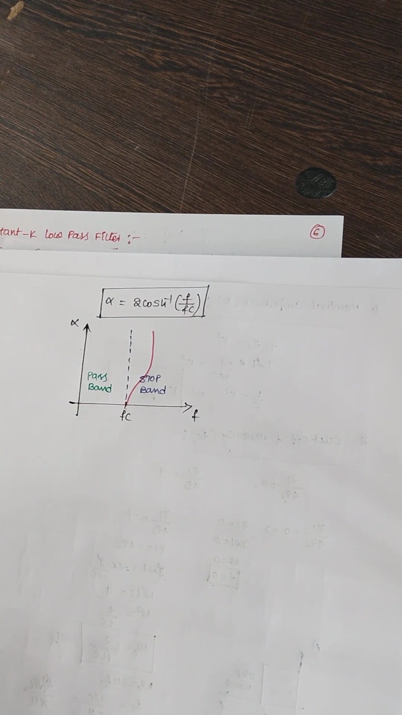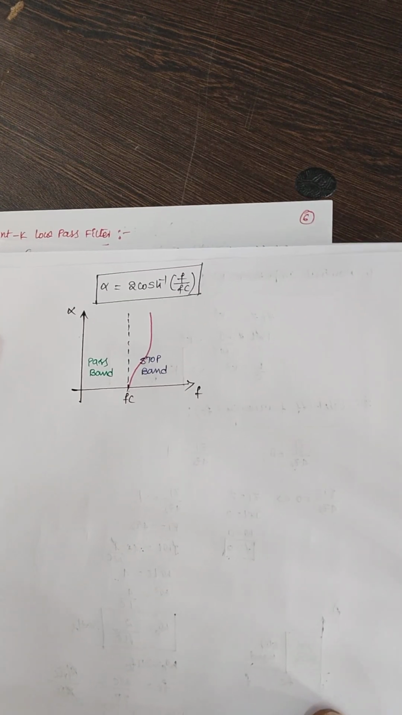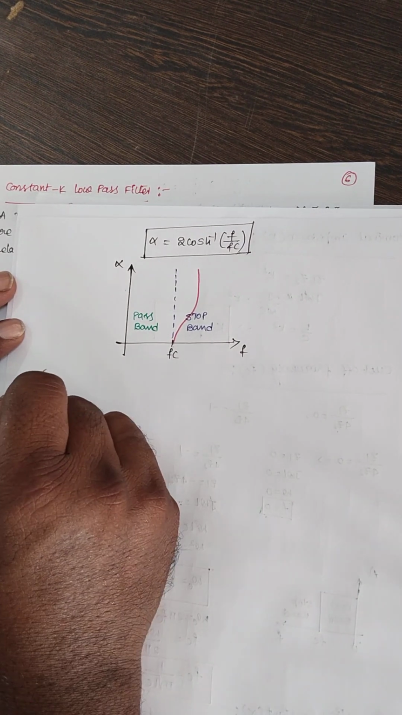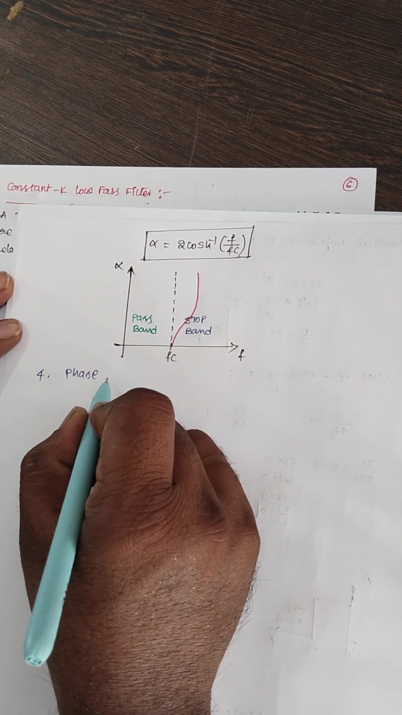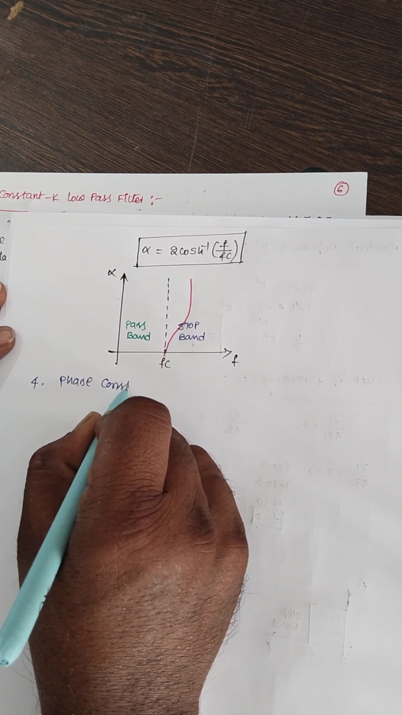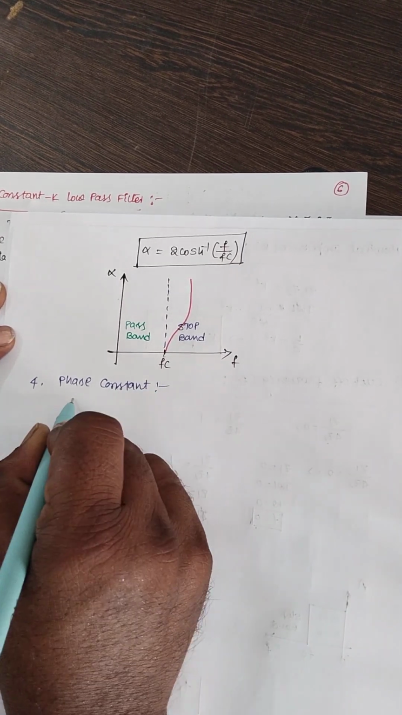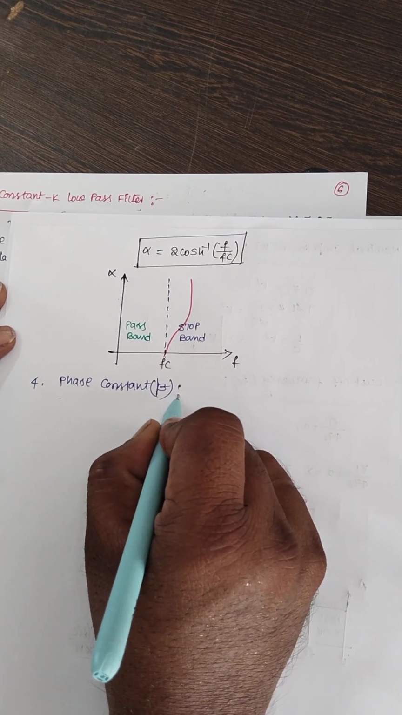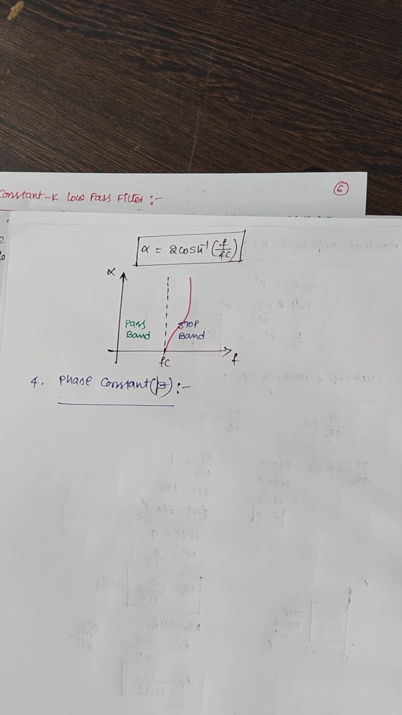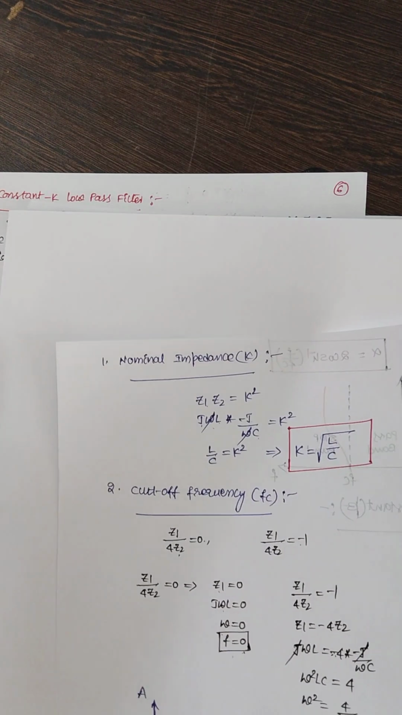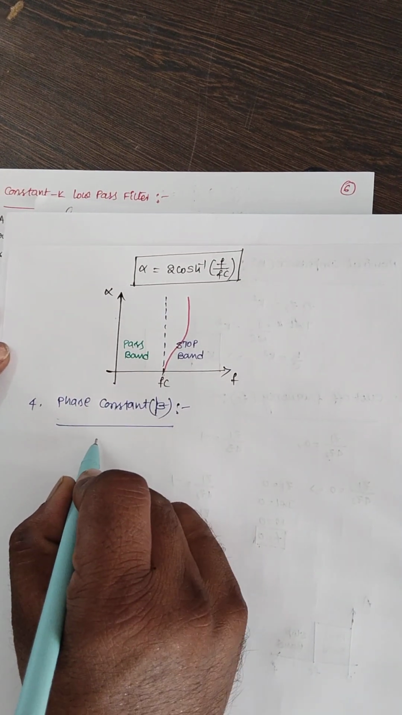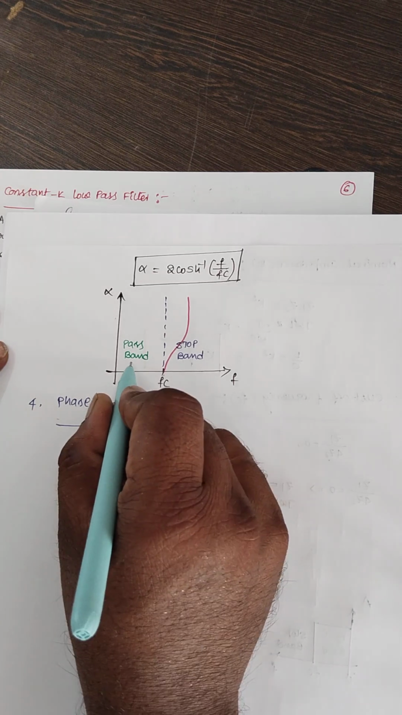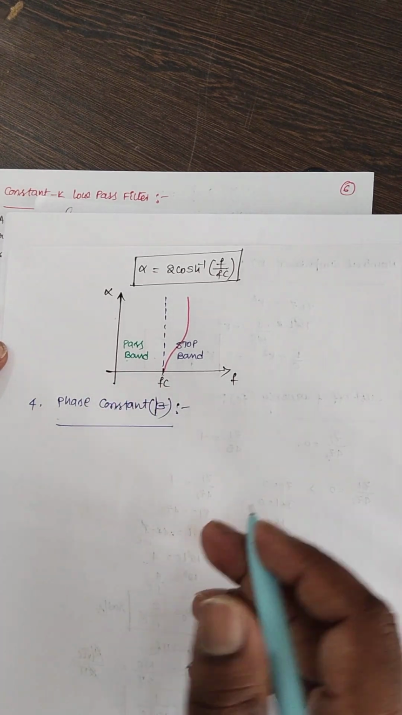Next, coming to another thing, that is the phase constant. The fourth one is phase constant. It is normally represented with the letter beta. So you already know that in pass band, alpha is equal to 0 and beta will have some expression.